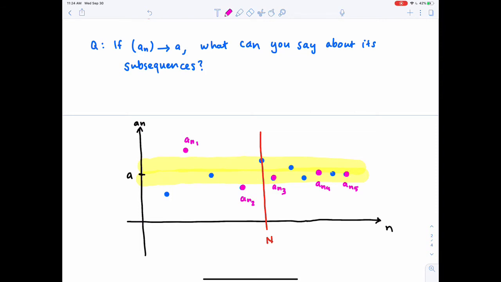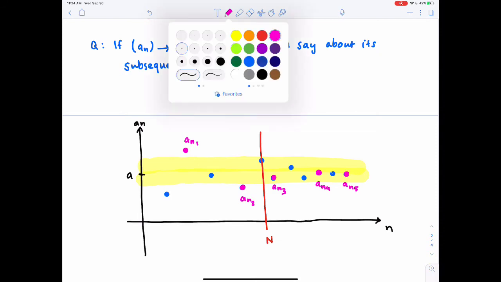The high level behind what's going on is that the tail of any subsequence is just a subset of the tail of a sub n. So if I'm just working with the exact same tail, any subset of values pulled from that tail should still be inside my epsilon band, because all of the values in the tail are in the epsilon band.